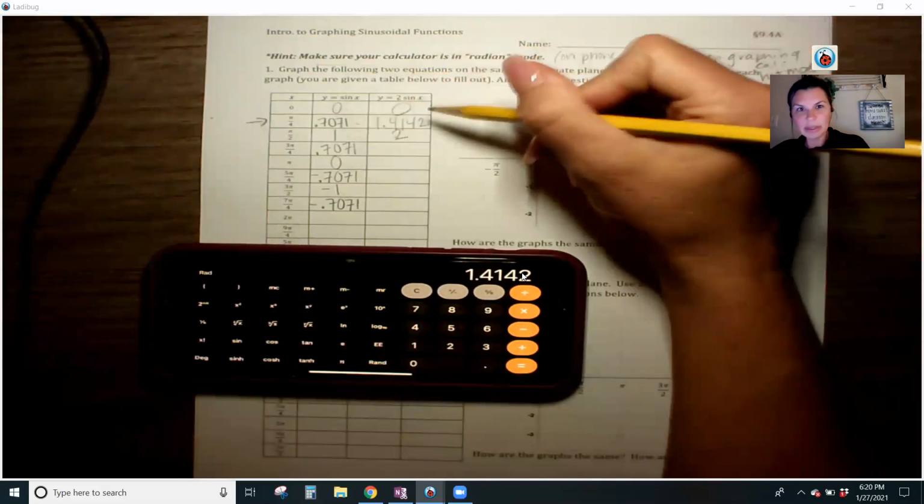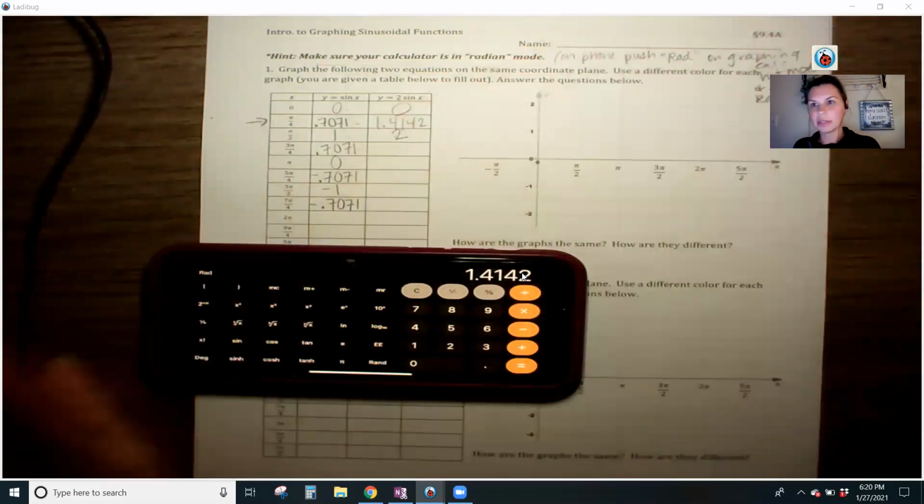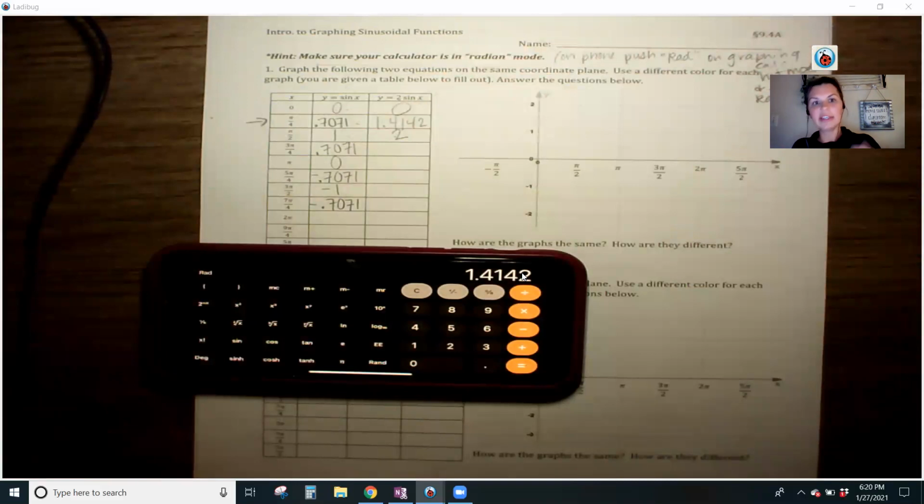You'll notice that there's quite a bit of a pattern. So once you start to get the hang of it, it should become easier because you're not having to literally calculate everything because you can kind of pick up on the pattern, and that's okay too.